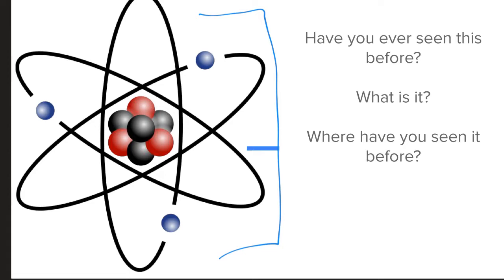Where have you seen it before? I'm sure some of you have seen it if you've watched Jimmy Neutron, or typically when people are trying to show science, they put up this image. So what is it? That's our goal today, is to learn what this is, what this part of it is and what this part of it is, and really figure out what we know about this.